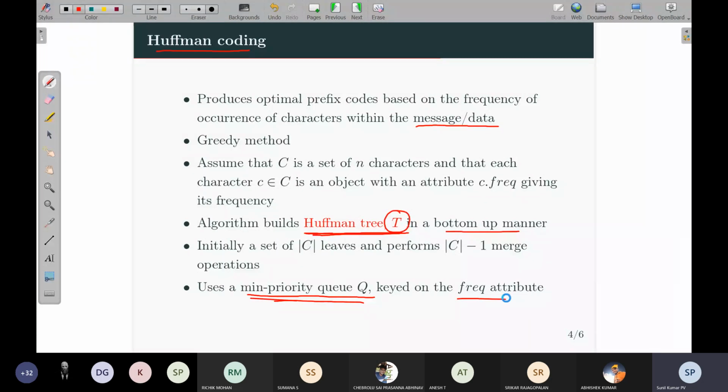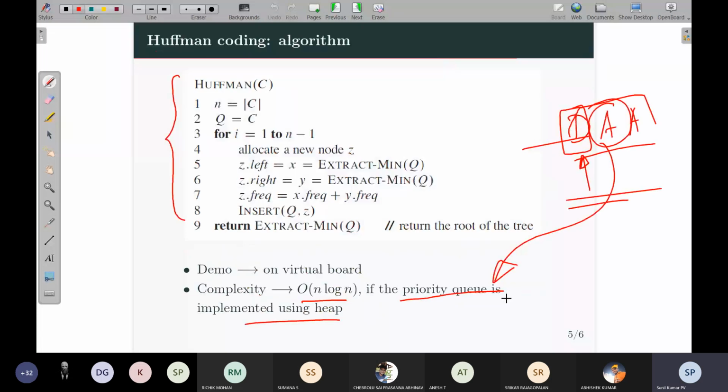All these things we demonstrated, so it's easy. Now this is the algorithm. This algorithm we demonstrated on the virtual board. So that is done. And the complexity is big O of n log n. Why? Because we need to sort the array based on the priorities. So based on the frequency, we need to sort it. Sorting, at maximum, will take big O of n log n time.